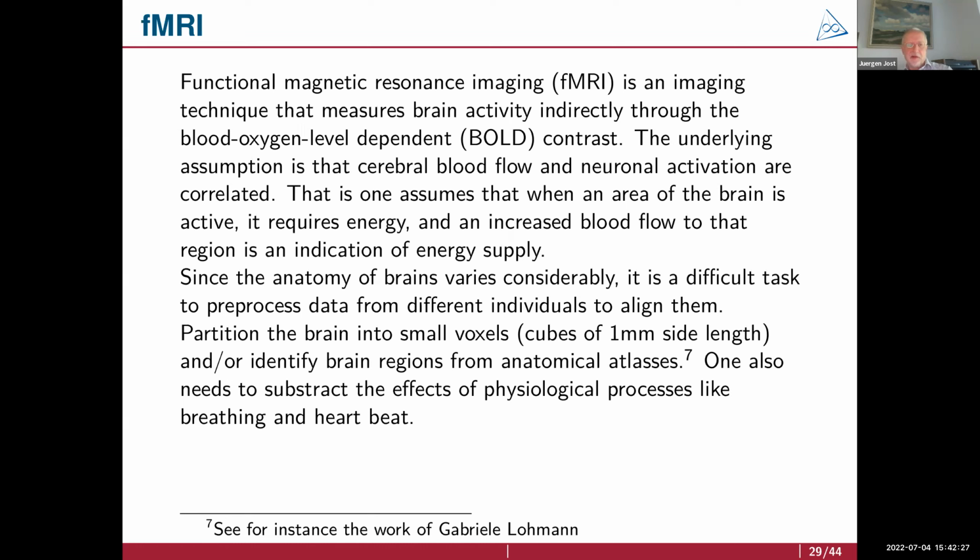You could also try to identify brain regions from anatomical atlases. So current anatomical atlases give you about 200 or 300 brain regions. But again, you need to identify them in different individuals. And of course, there are also certain physiological effects like breathing and heartbeat that also influence the blood oxygen level, and you need to subtract them. But I've been working with one of the leading people in this pre-processing of the brain imaging data, that is Gabriele Lohmann from Tübingen.